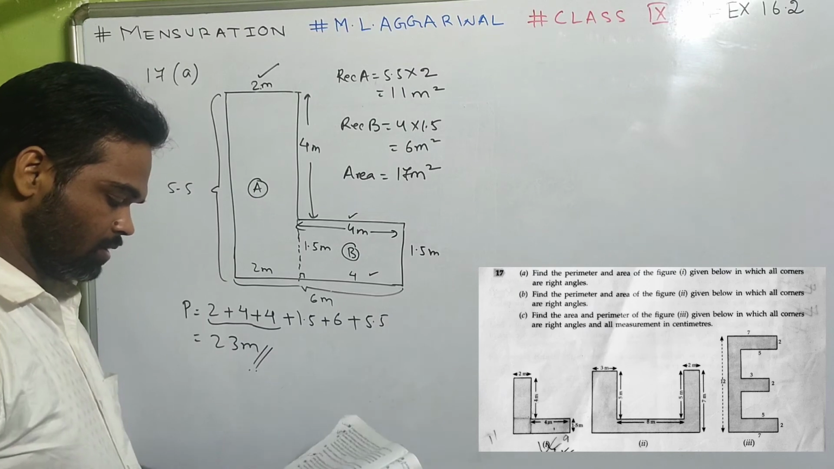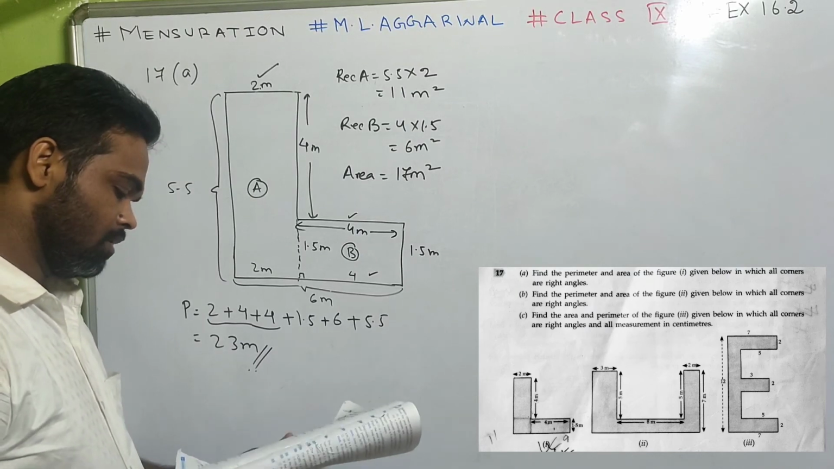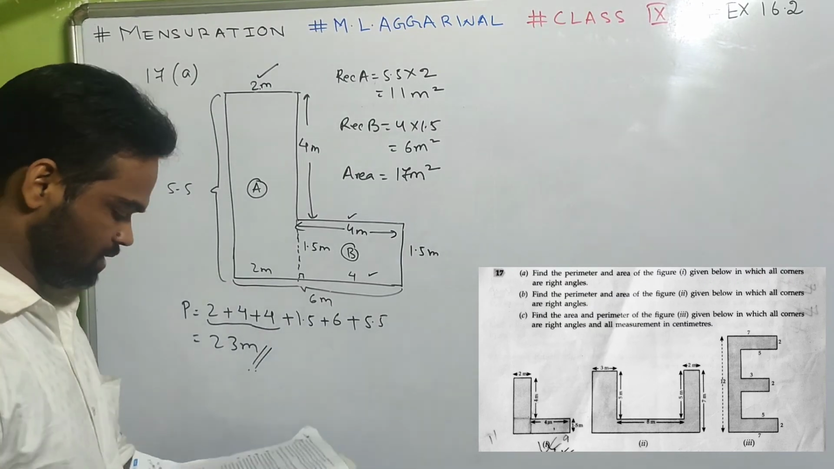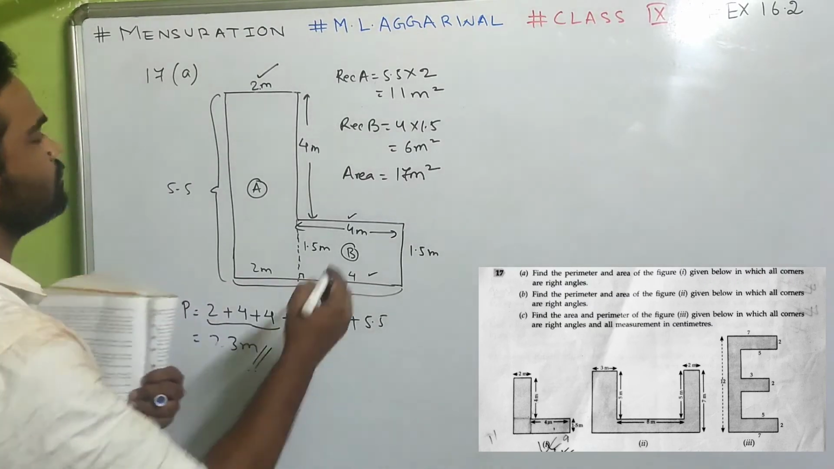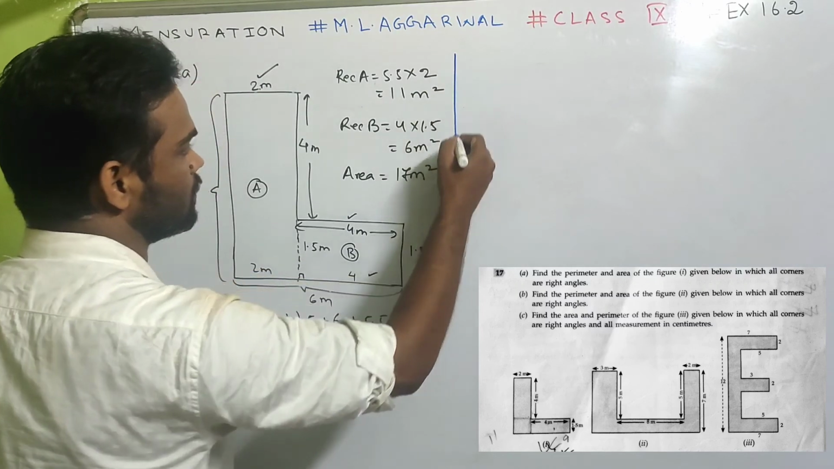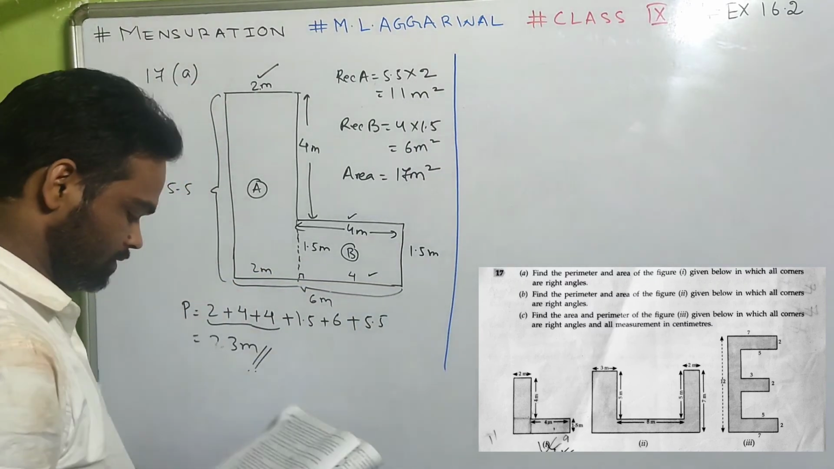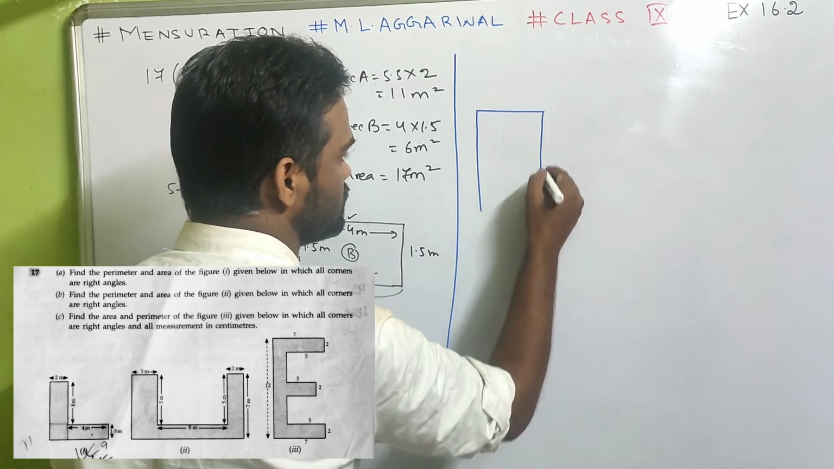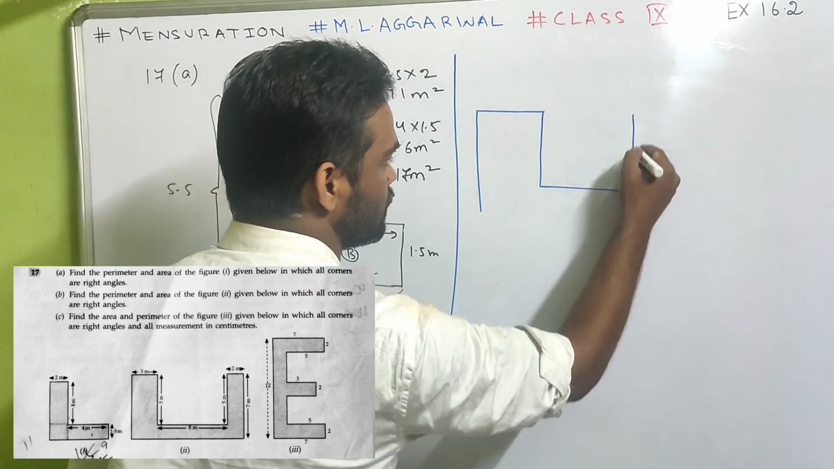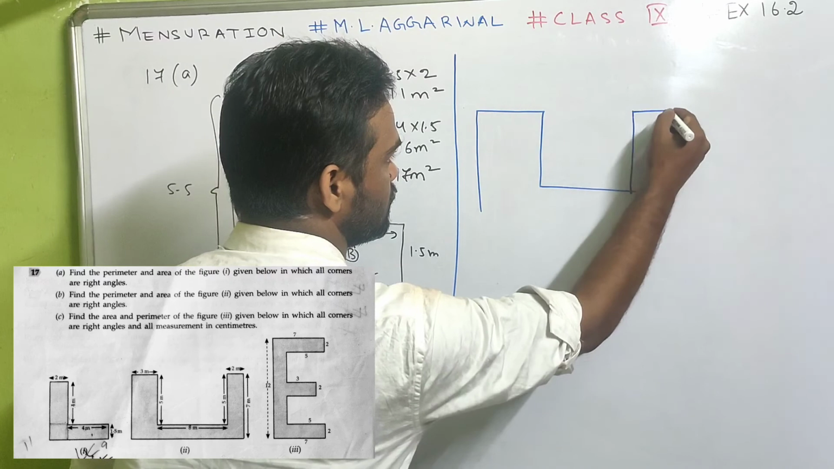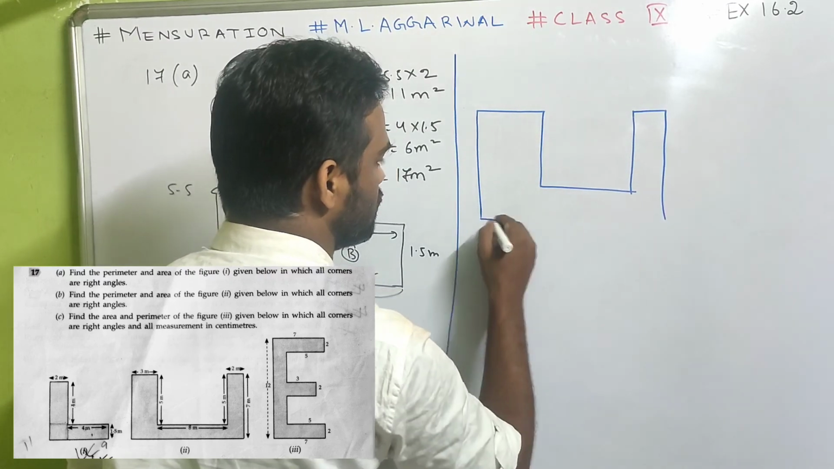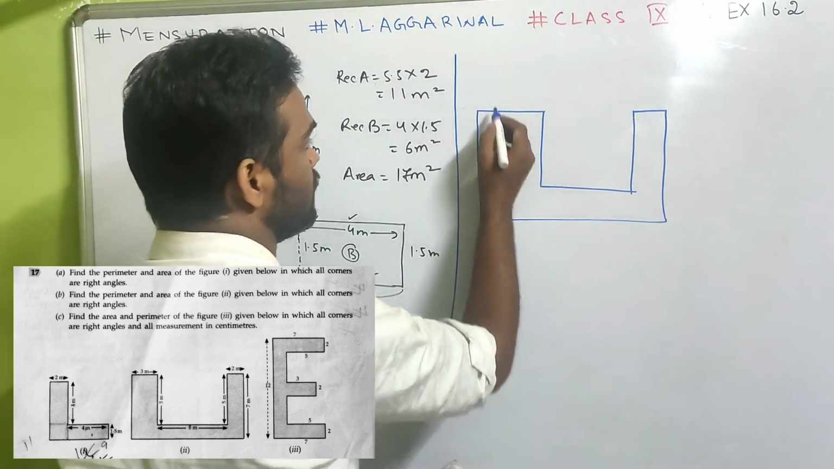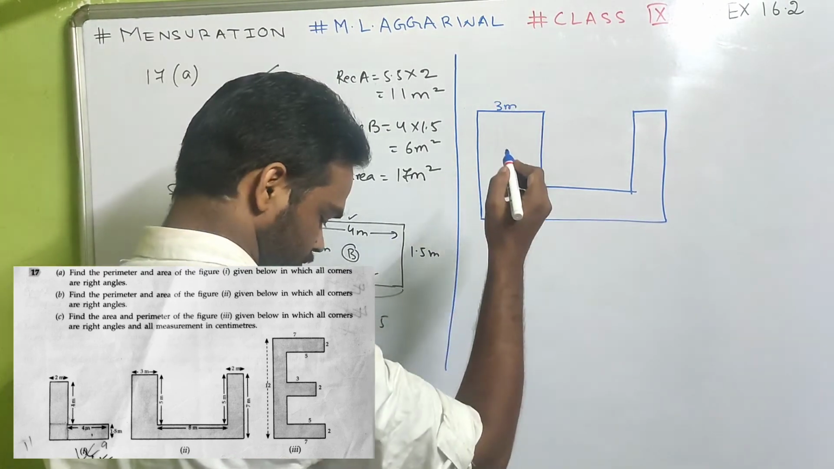Sure. Now we look at 17 part B. We'll do it over here only. There's a lot of space left over there. Now, they have given a diagram like this. Look carefully. All the corners are 90 degrees. Just remember that.